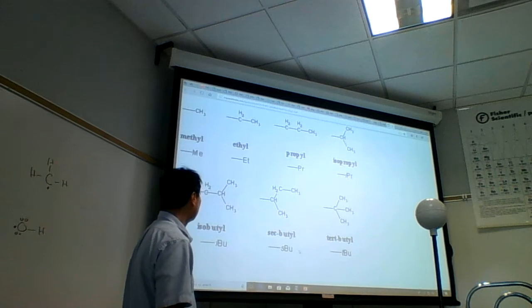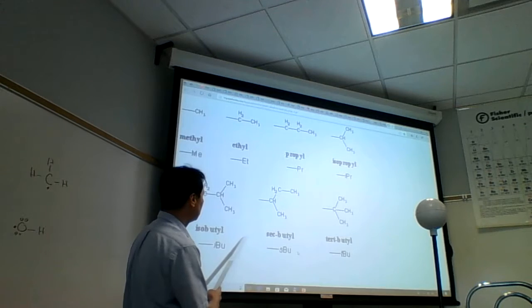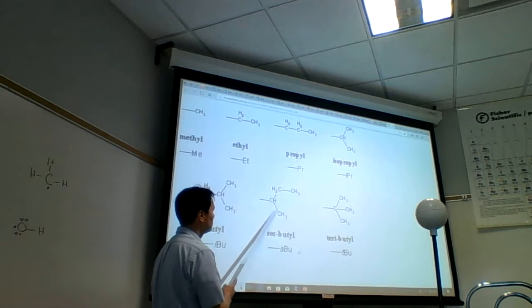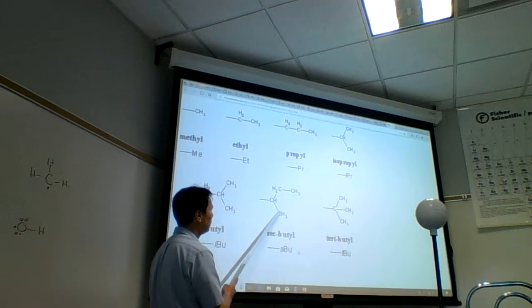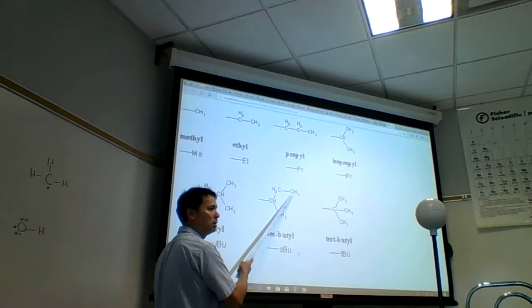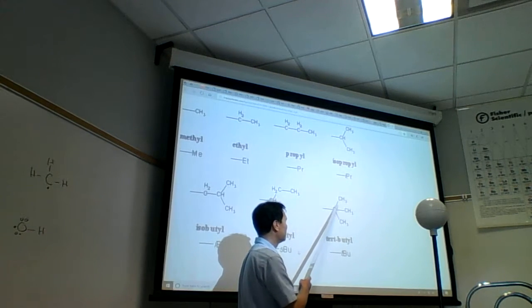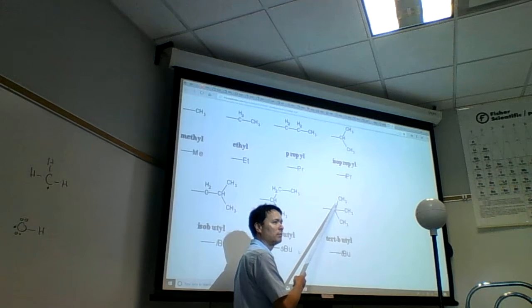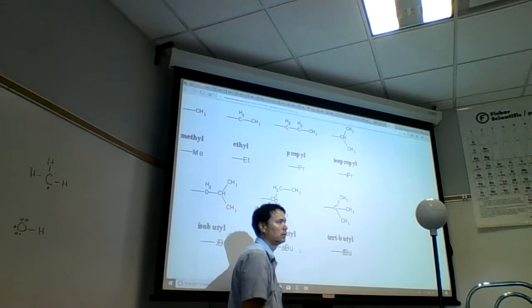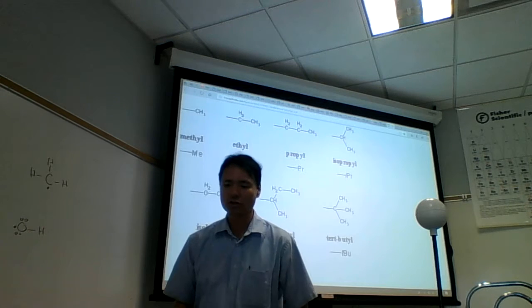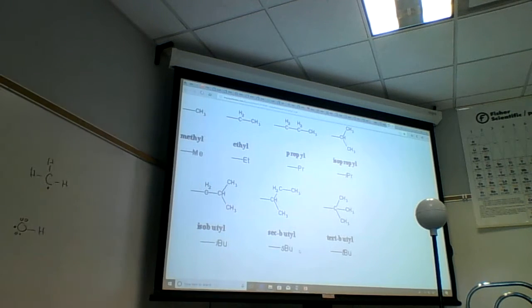Then we have isobutyl. This is called secondary butyl. It's attached to the second carbon of a butane chain. Do you see that? So it's sec-butyl. This is called T-butyl. T-butyl because it has this tetrahedral type thing that's attached to it. That's T-butyl.